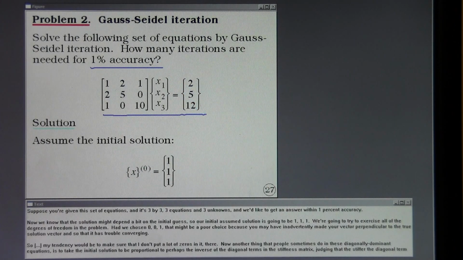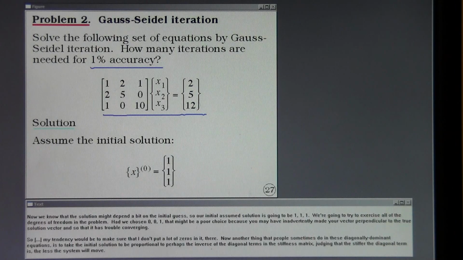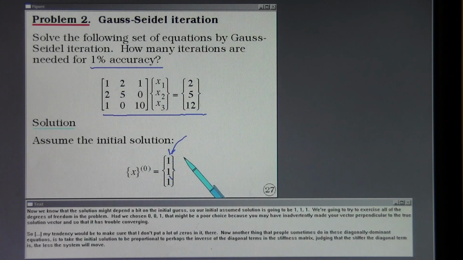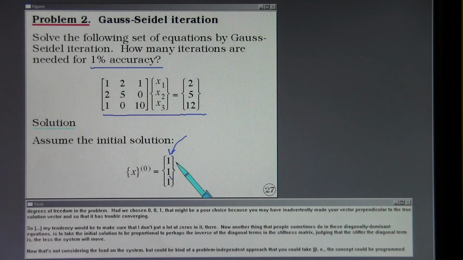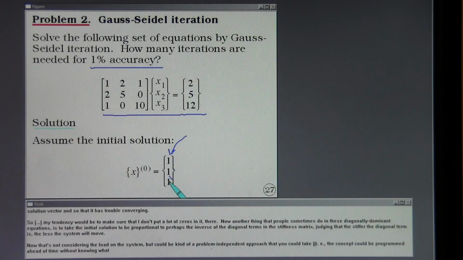Now, we know that the solution might depend a bit on the initial guess, so our initial assumed solution is going to be 1, 1, 1. We're going to try to exercise all of the degrees of freedom in the problem. Had we chosen 0, 0, 1, that might be a poor choice because you may have inadvertently made your vector perpendicular to the true solution vector, and so that it has trouble converging. So my tendency would be to make sure that I don't put a lot of zeros in there.